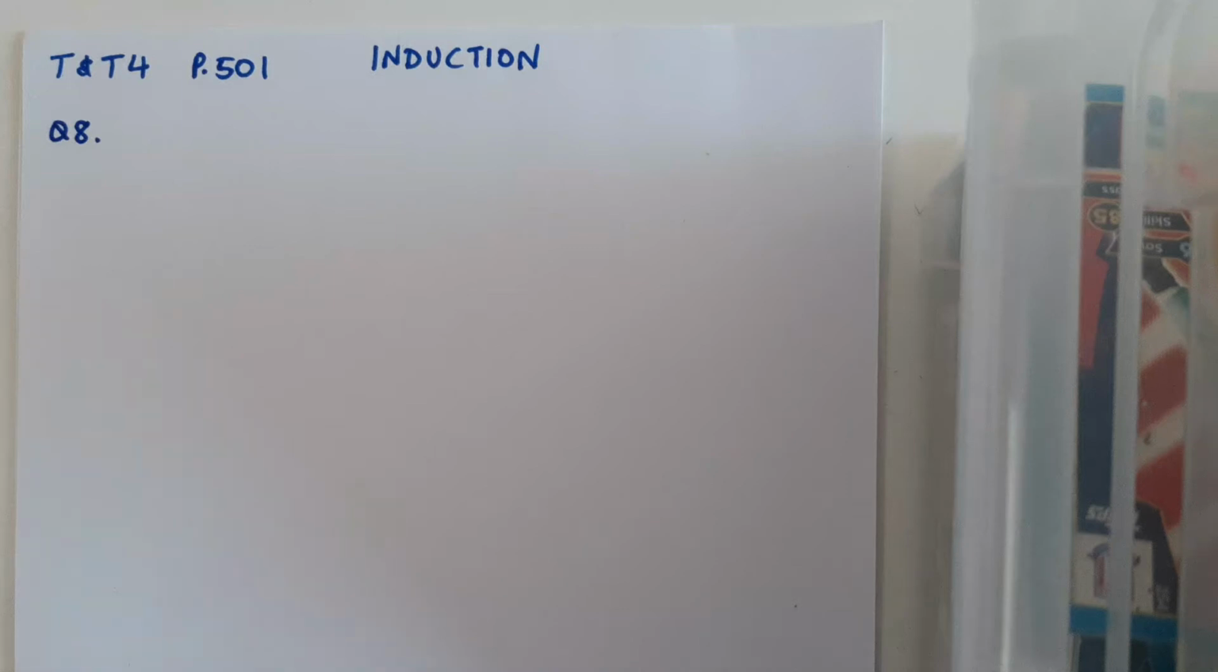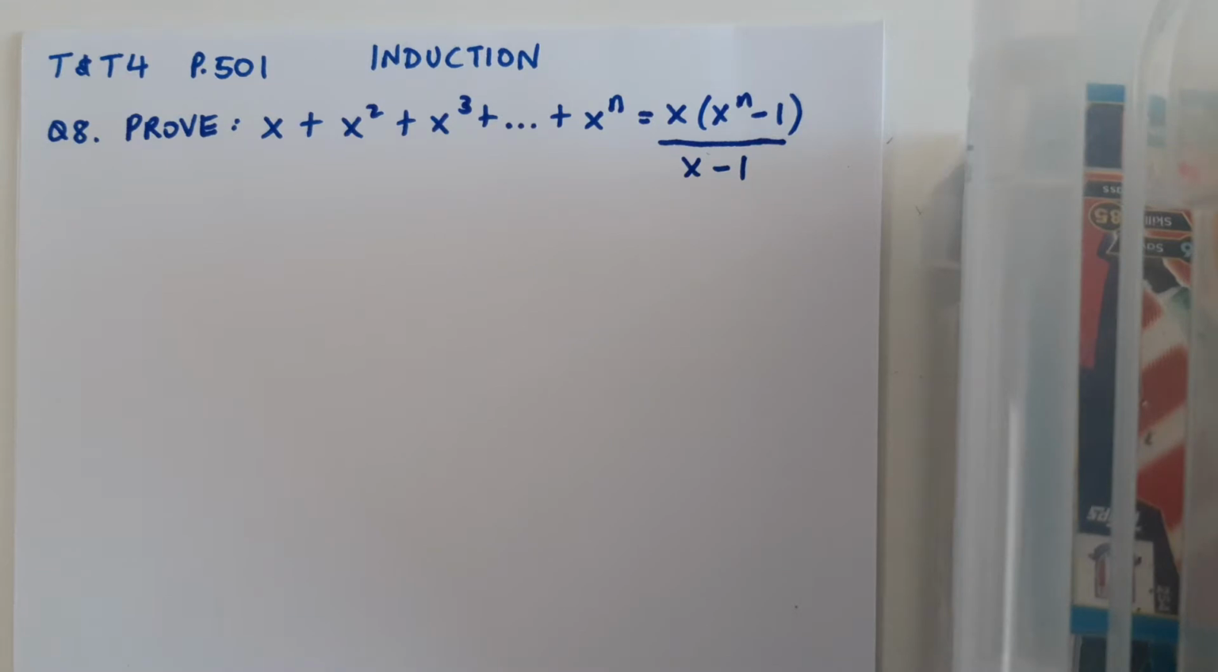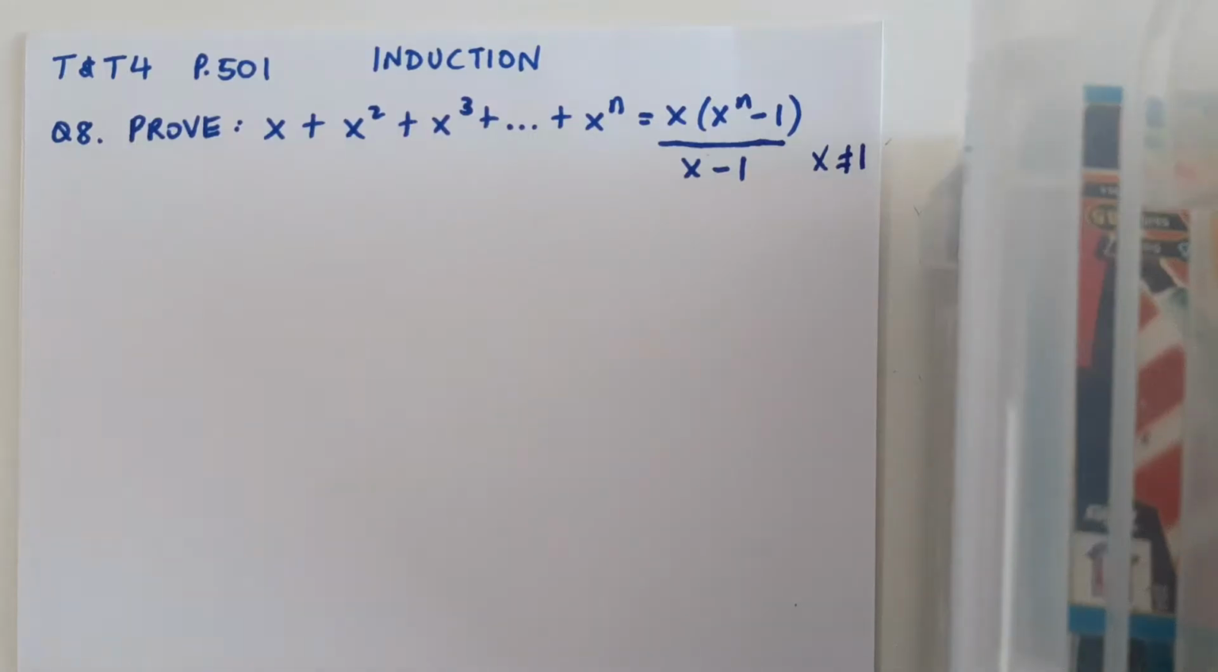This video is the solution for question 8 on page 501 of text and test 4. So in this question we want to prove that x plus x squared plus x cubed plus up as far as x to the n equals x times (x to the n minus 1) over (x minus 1), and they make the obvious statement here in the question that x can't be equal to 1. And that's just to prevent there being a division by 0 on the right hand side here.